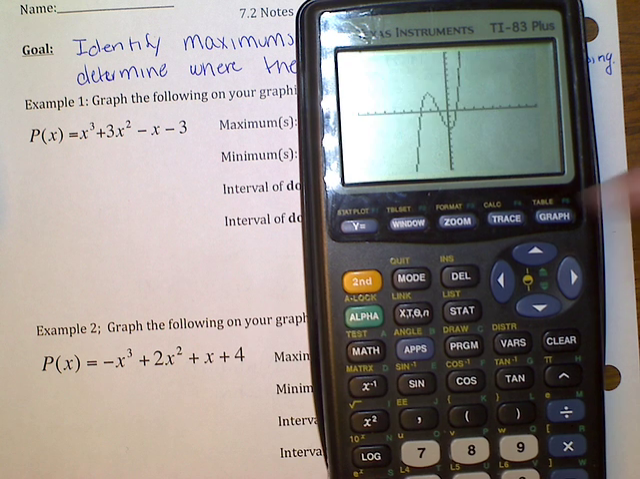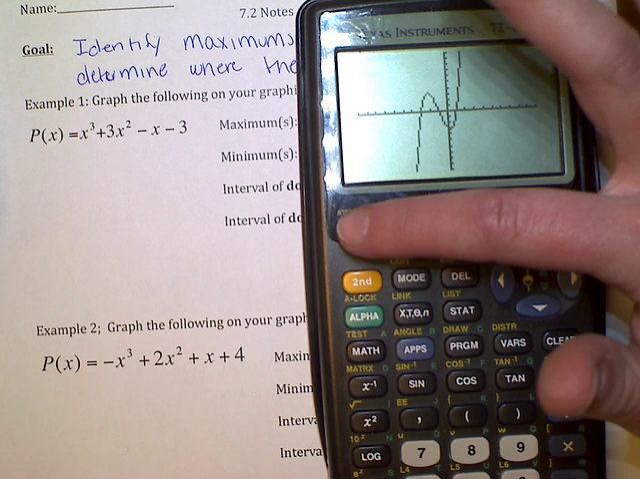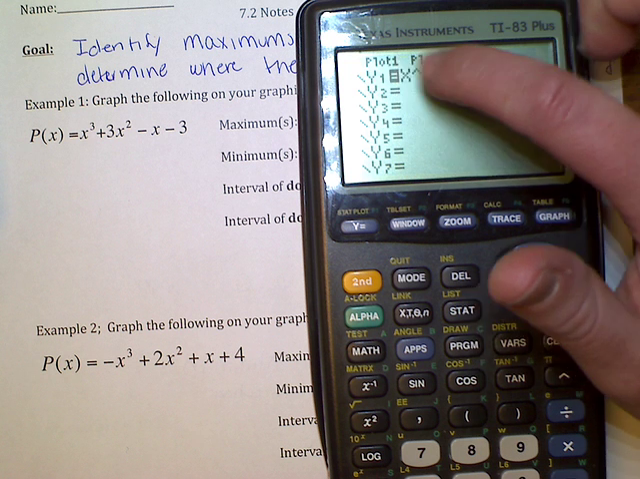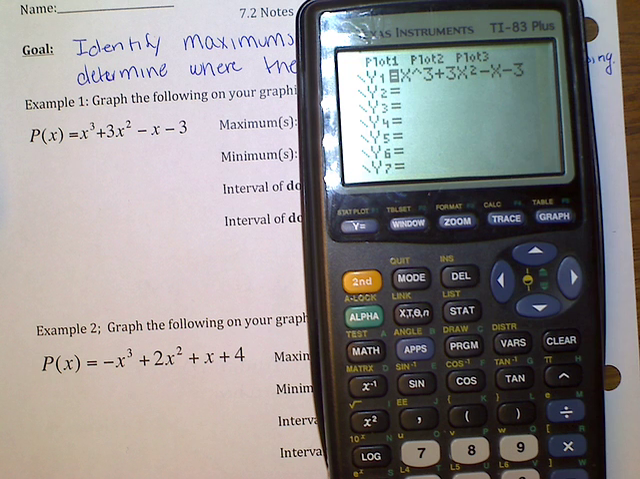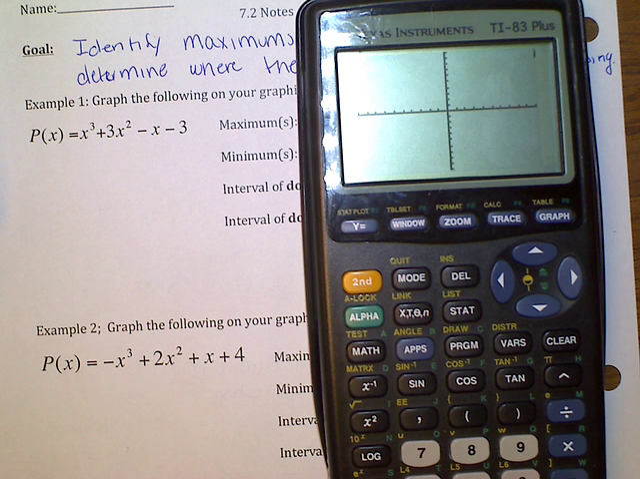And when you hit graph, if it gives you an error message, go back, hit y equals, and make sure that your plots are unhighlighted. That could be a reason why. If it still gives you an error message, hit zoom 6. That's probably the other reason why. But everybody should eventually get to a screen that looks like this.